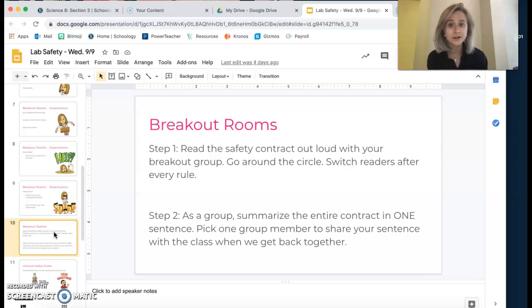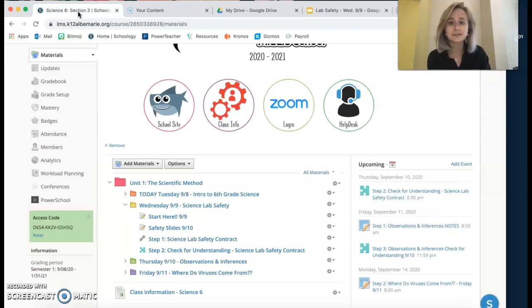All right, so in the breakout room in Zoom, what you're going to do is read the lab safety contract out loud with your breakout group. Each person, you're going to take turns reading and go around in the same order. Each person's going to read one rule and then you go to the next person. So you're going around in circles reading. When you're done reading, I want you as a group to summarize the safety contract in one sentence. How would you do it? Be prepared to share.